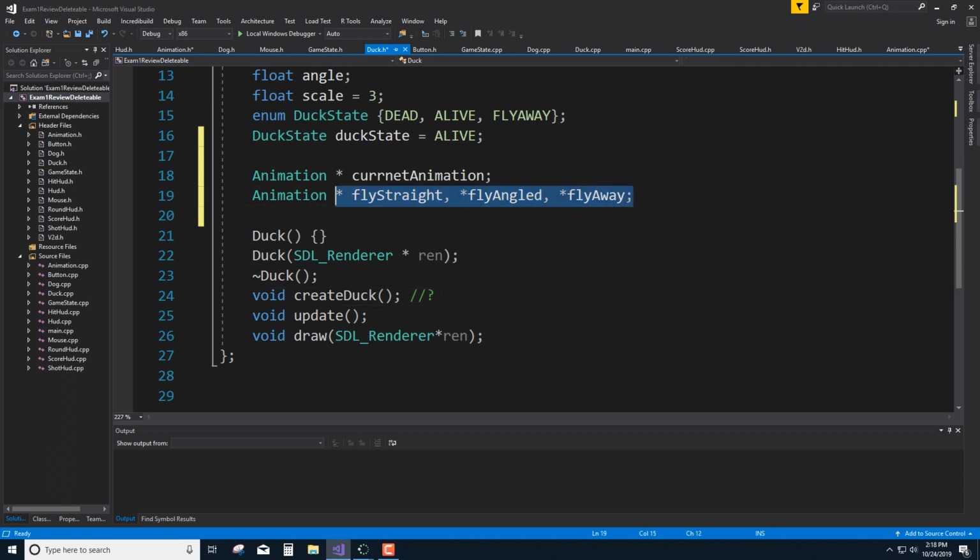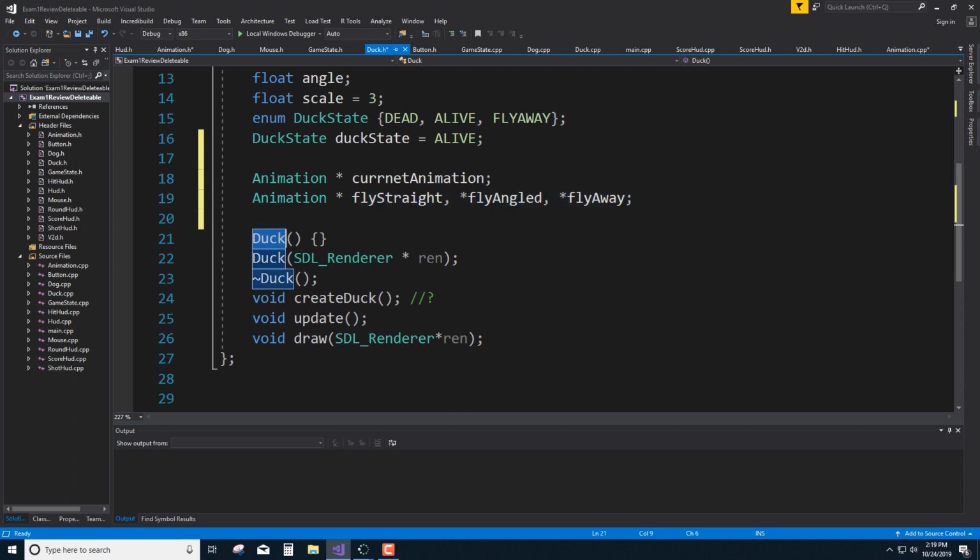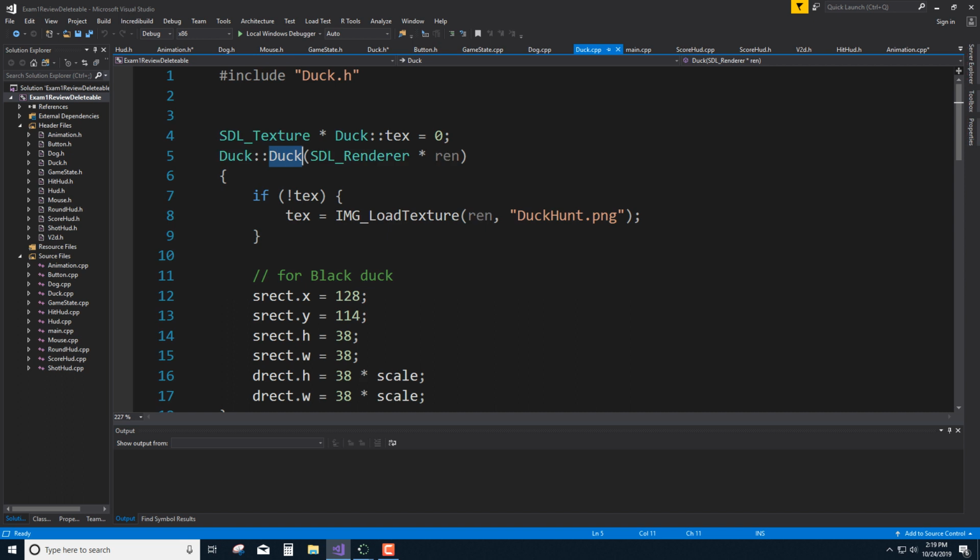All right, where do we instantiate these animations? Will we do it in Create Duck? I think I'm going to do it in the constructor. Yeah, I want them already done by the time I create a duck, because I want to create ducks on the fly, and I want all of these animations loaded up before then. And we reuse these animations. So, yeah, let's just try the constructor. This duck constructor that takes the renderer.